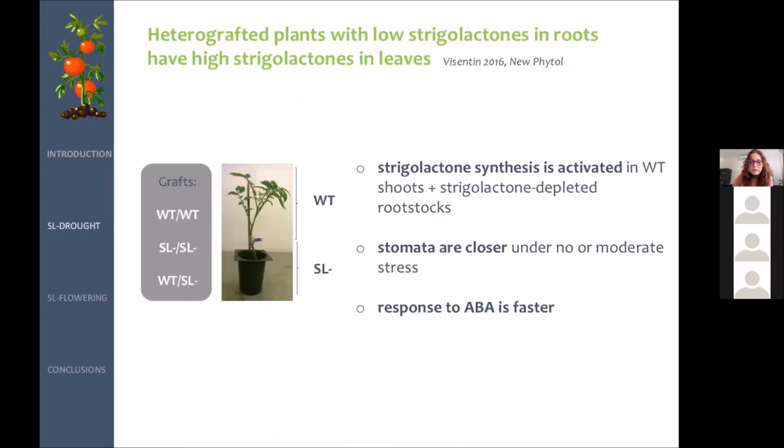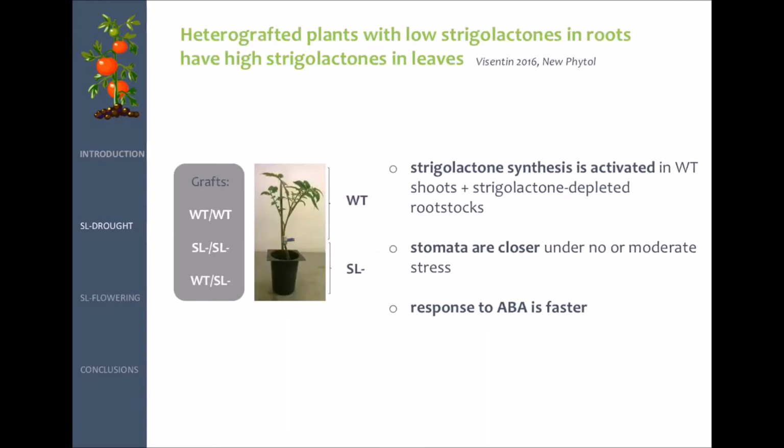Rather, I would spend a minute presenting you a grafting combination that we've been using to play with the strigolactone levels in TOMRES as well. This is a combination that mimics genetically what happens during drought, physiologically, to the strigolactone levels. That is, we put together a wild-type scion to a strigolactone-depleted rootstock. And in this combination, we, in fact, reproduce what happens during drought.